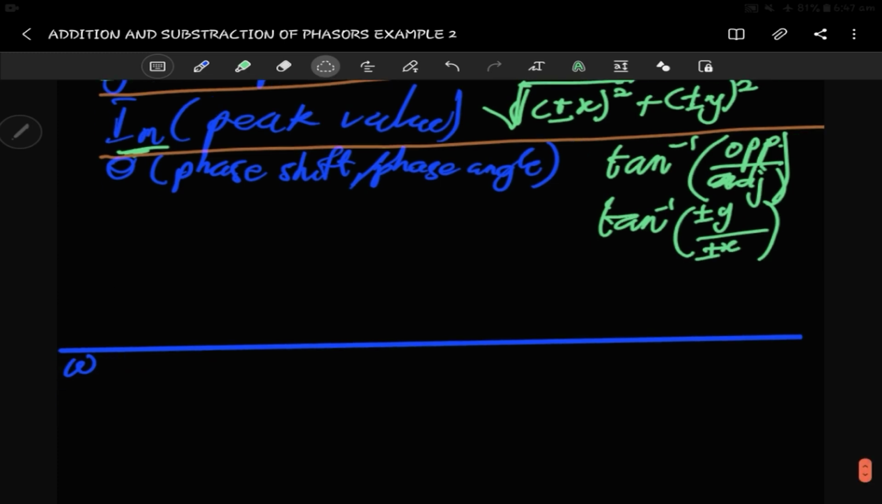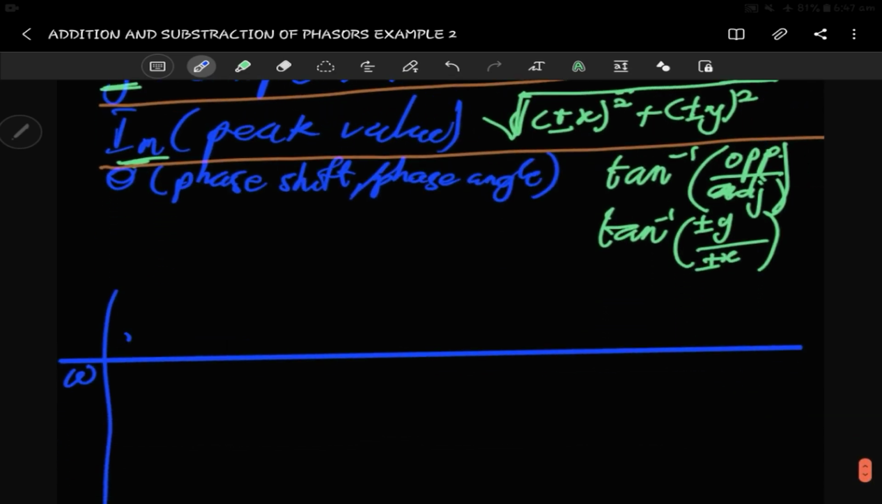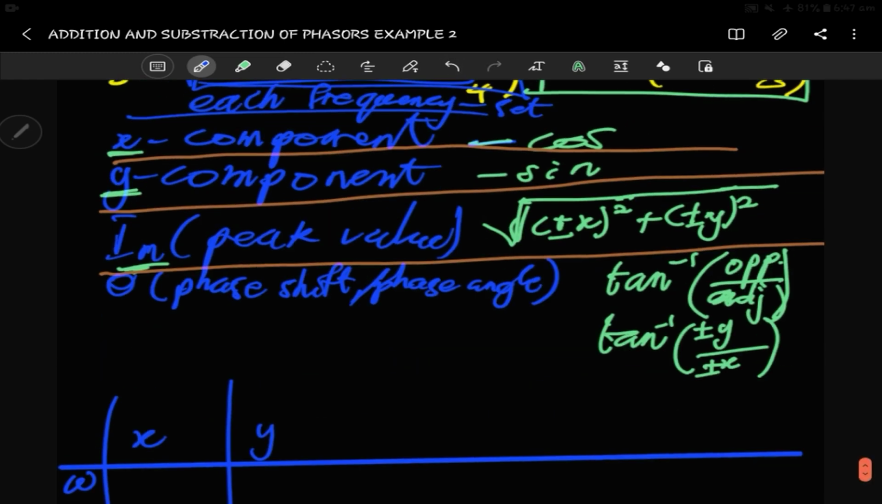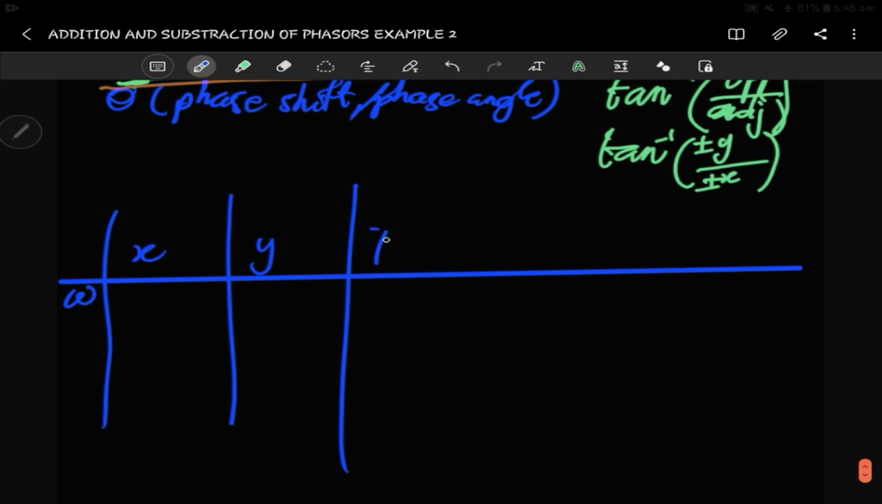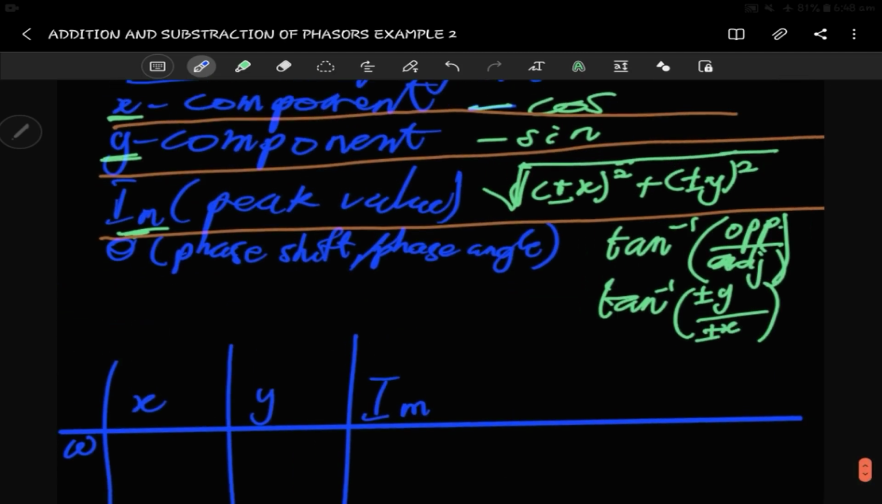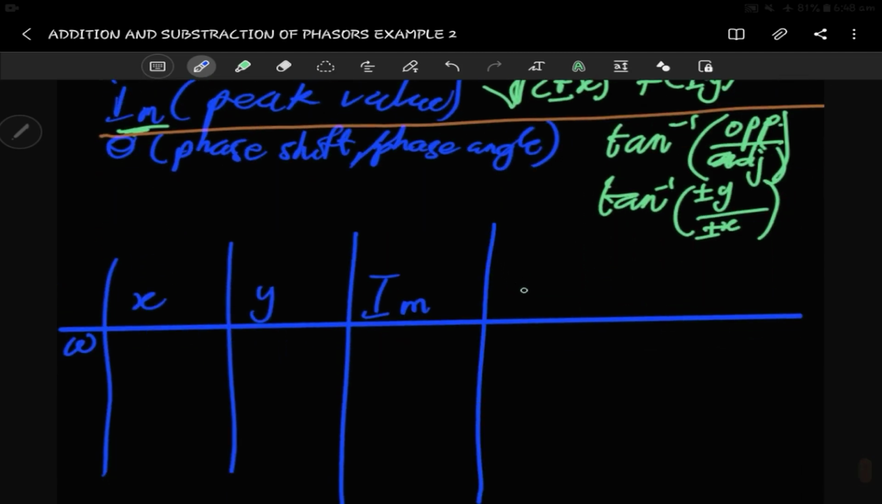Okay. So for a particular frequency, what do we have? We first of all get the X component, right? And then we get the Y component. Let's say X part. So let's just write this: X, Y, and then we have our peak. Because here we are doing current, you use I, so Im, and then we get the theta, right? The units of this are just numbers. This is current. If you are writing a table, this should be amperes, and this should be in degrees, right?